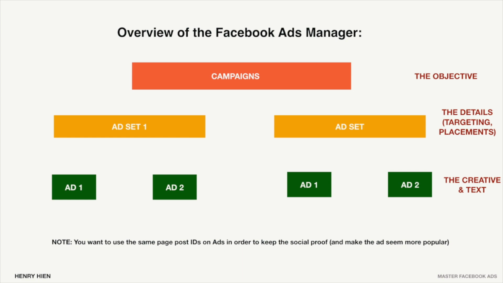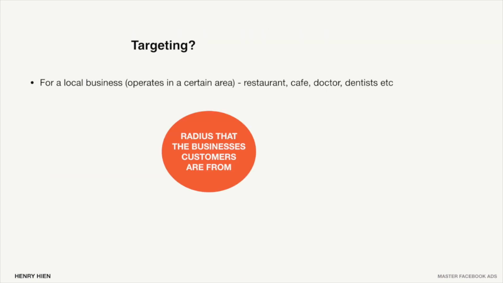So a side note, disclaimer, you want to use the same page post ID on ads in order to keep the social proof and make the ad seem more popular. We'll show you exactly how to keep the same page post IDs in a second. And then also in terms of targeting for a local business that operates in a certain area, for example, a restaurant, cafe, doctor, dentist, the only targeting you really need to do is you just need to choose a radius that the business's customers are from.